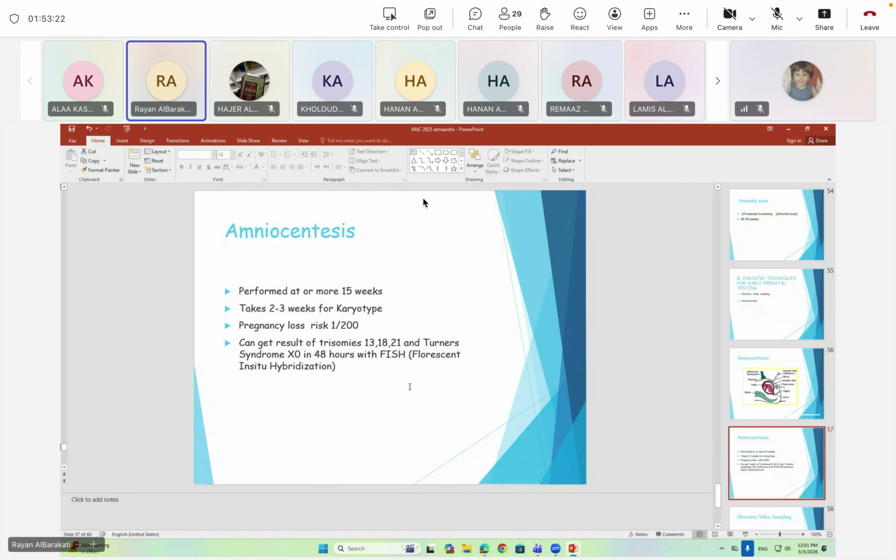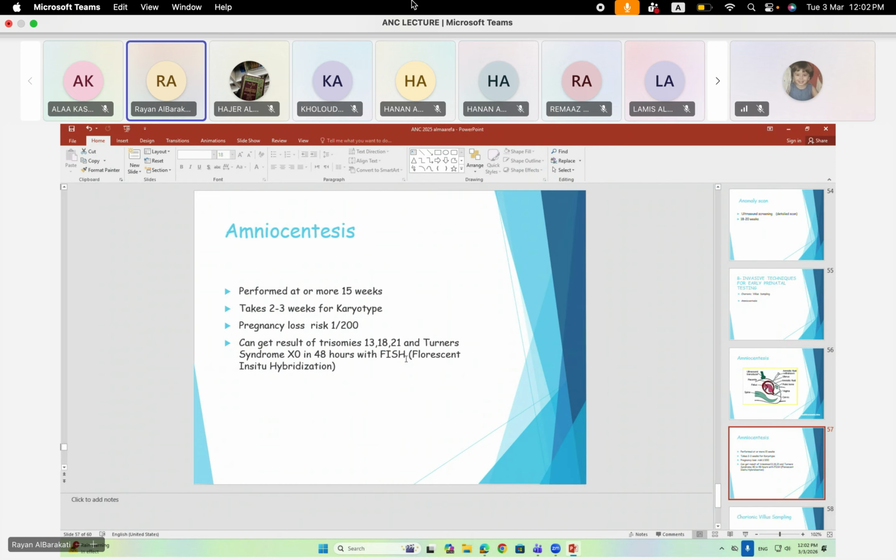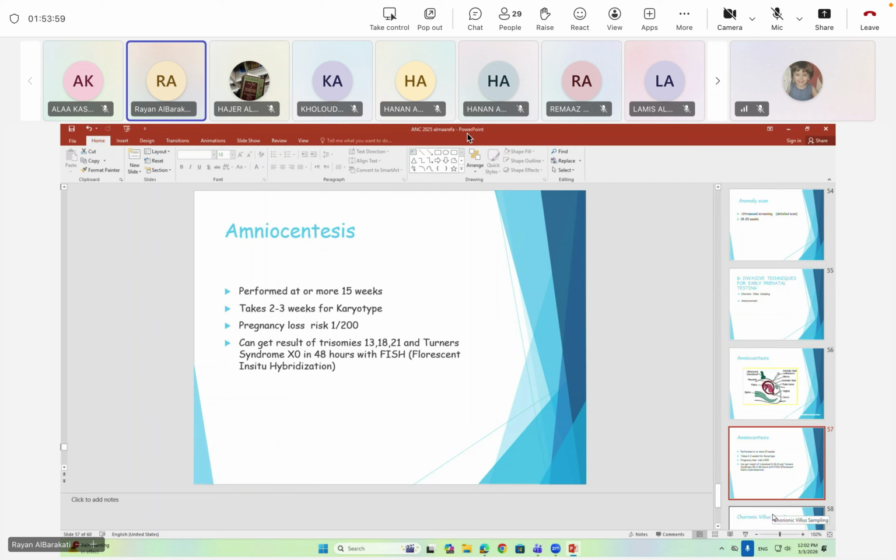hybridization. This is a special technique, like a detector for a few trisomies or chromosomal abnormalities, like trisomy 13, 18, 21, Patau and Edwards, and Down syndrome, also for Turner syndrome. But this is only a few. These are not all the chromosomal abnormalities, and for doing the full panel, you will take 2 to 3 weeks. But this is another technique where you get fast results in 48 hours.